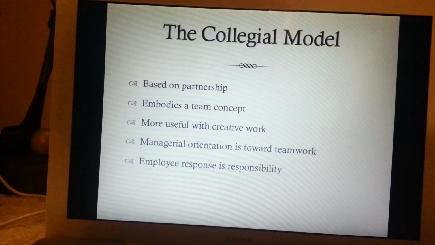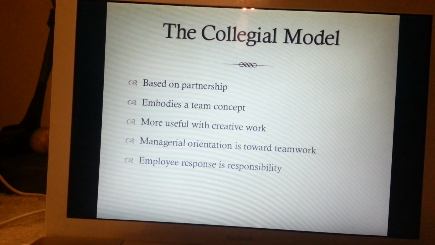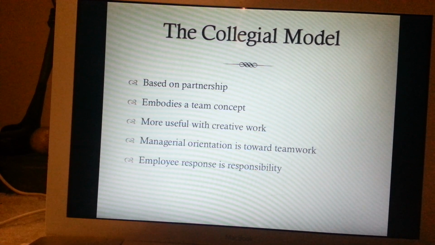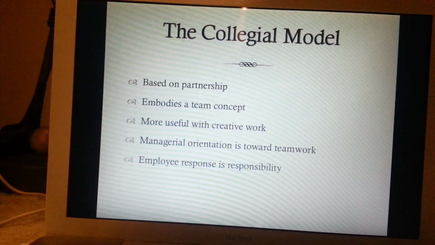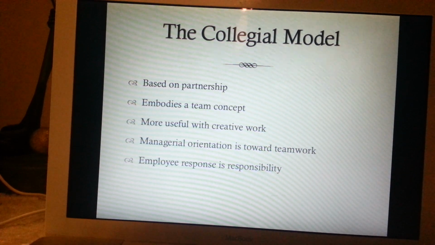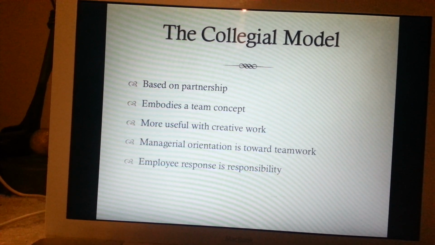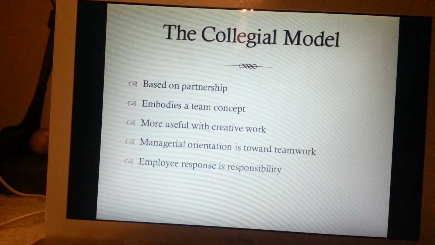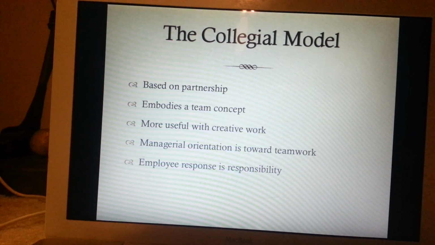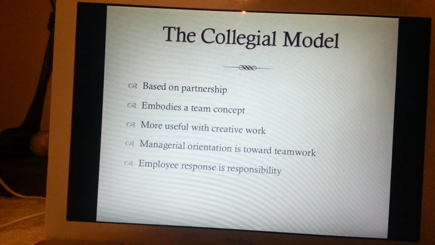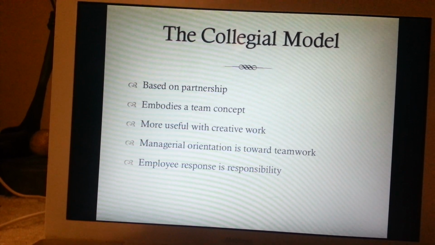Next up is the collegial model. This model relates to a group of people working together cooperatively as a team. It is not used in assembly lines due to the rigid work. It is much more useful in creative and free environments. In this model, managers are coaches that work to build a better team. Employees produce results because they feel an obligation to the others, promoting self-discipline.